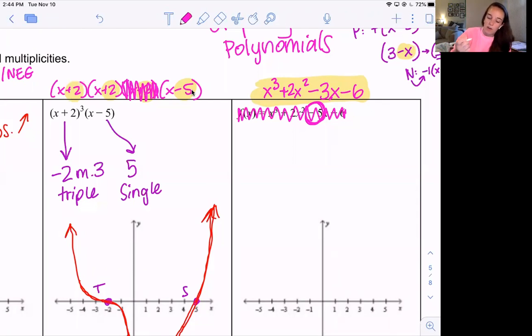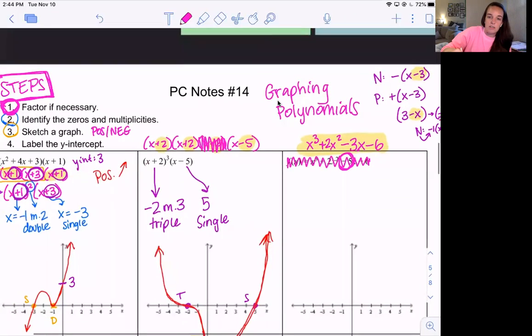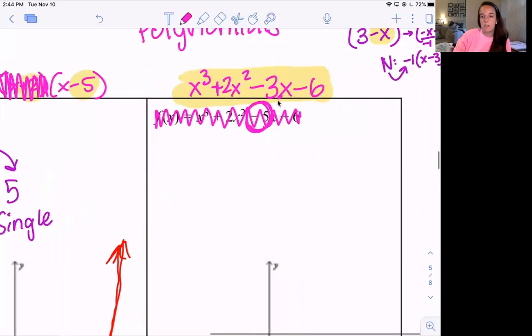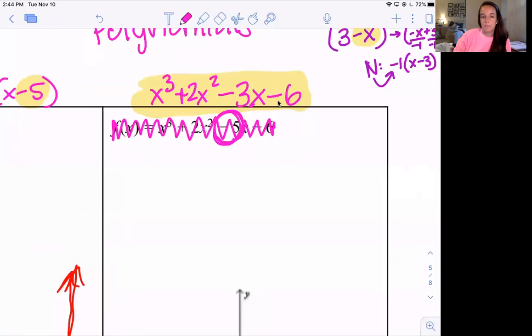Sweet, awesome. Okay, so for this one here, you're going to start by factoring. Remember, step 1 is to factor if necessary. This is definitely necessary. Go ahead and try to factor it. We'll come back in a second.